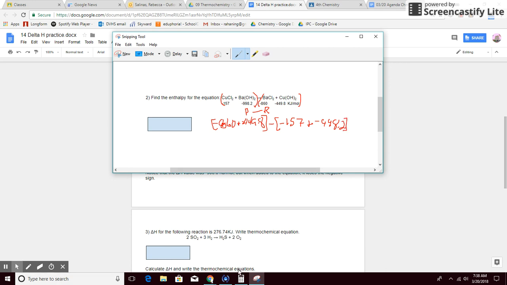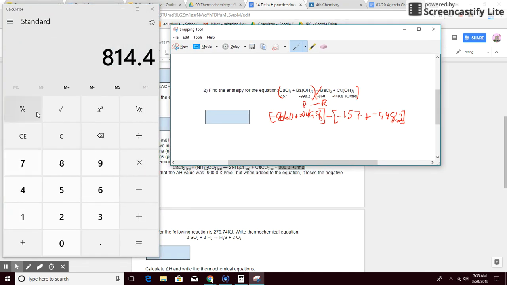Okay, so let me get my calculator ready to go. So over here, 860, that is negative, plus 449.8, that is also negative. When I'm adding two negative numbers, I expect my answer to also be negative. So negative 1309.8 from my product side minus negative 157 plus negative 998.2. Again, I added two negative numbers, so it makes sense to me that my answer is also negative.